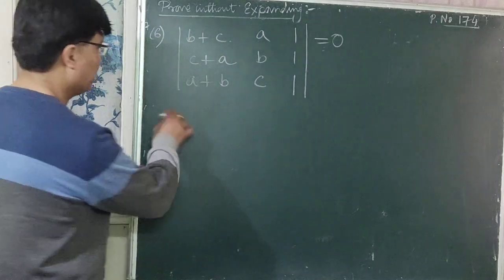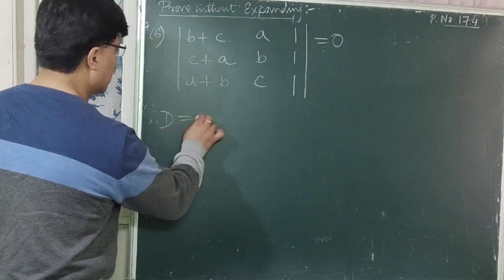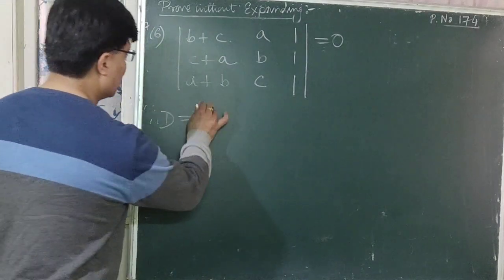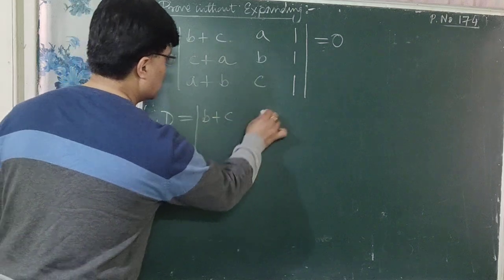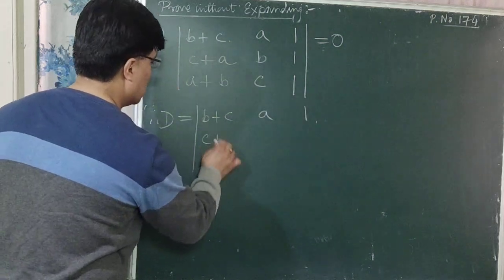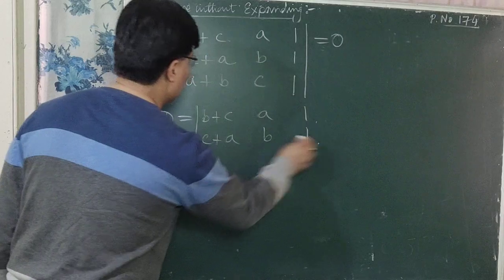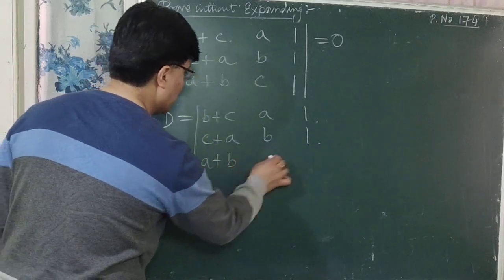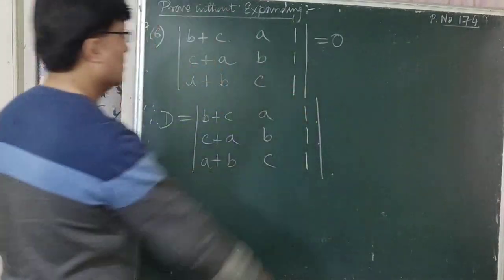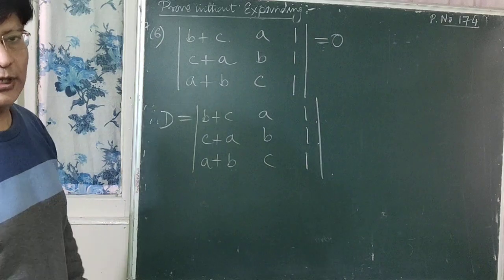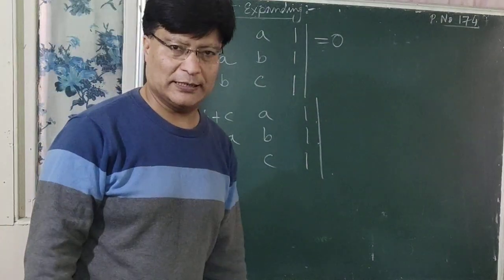Let us prove it. Let us write down the left hand side as D. So D is equal to, this is b plus c, a1, c plus a, b1, this is a plus b, c1, right? So in this case you have to use the property of determinant.